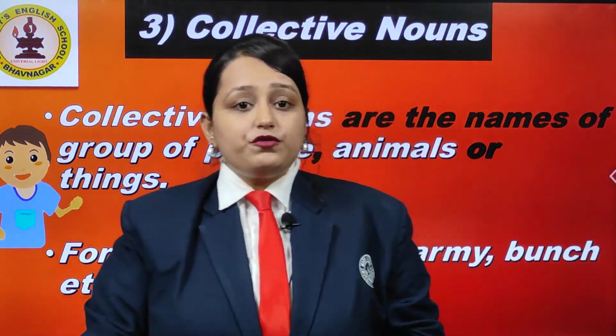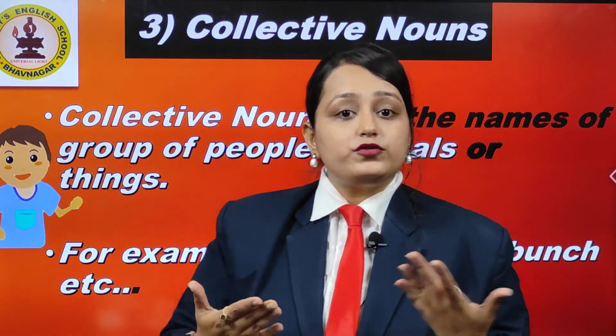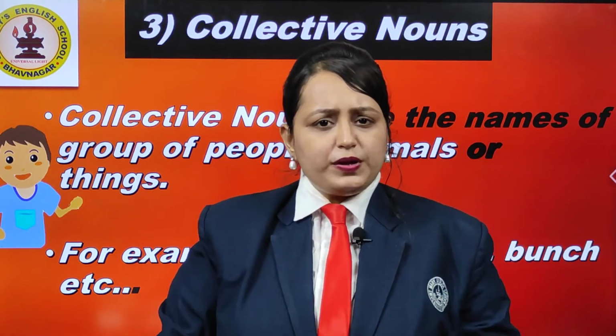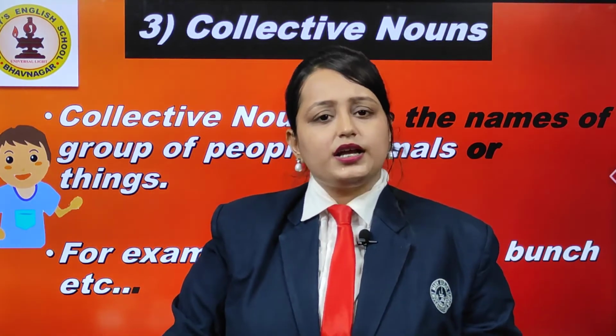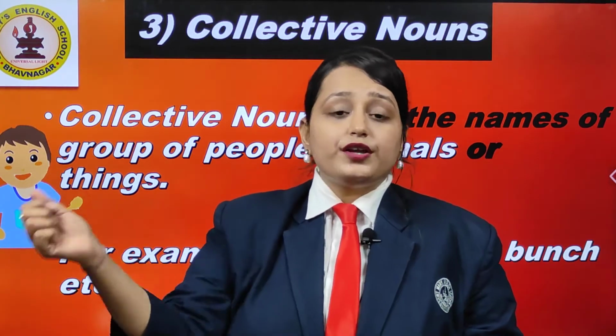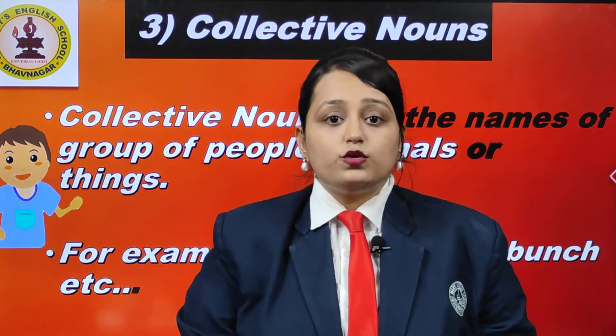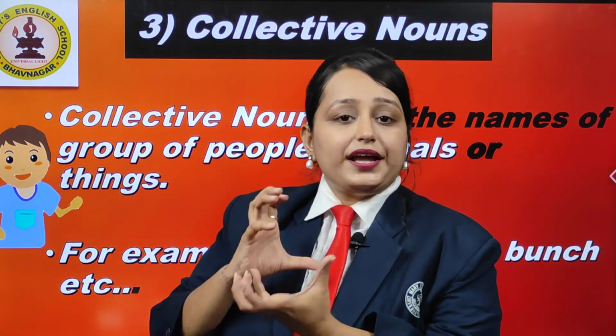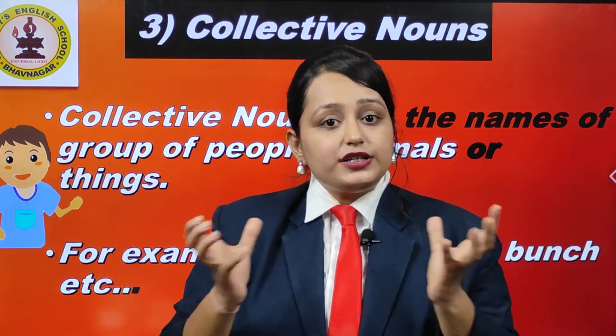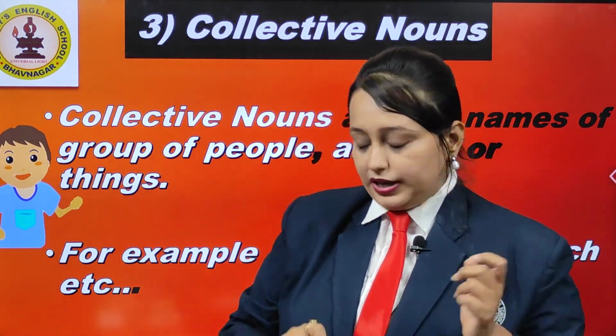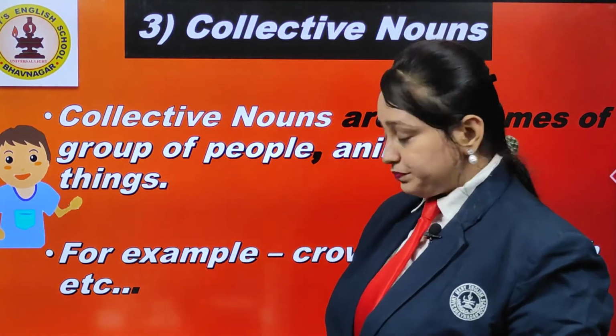You can see the bunch of grapes, army of soldiers, crowd of people. When you go to the market, you can see a crowd of people, right? And you can also see those bunches of grapes beautifully in the market. So all those are collective nouns. Okay, let's see some more examples.